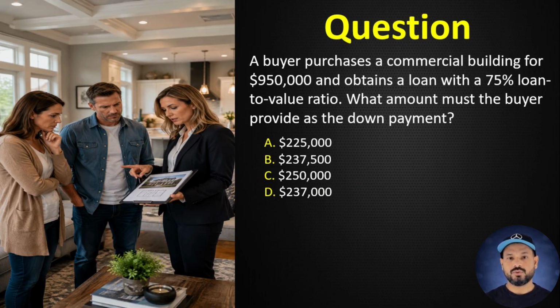Question number 22. A buyer purchases a commercial building for $950,000 and obtains a loan with a 75% loan-to-value ratio. What amount must the buyer provide as the down payment? A. $225,000, B. $237,500, C. $250,000, D. $237,000. Correct answer B. $237,500. A 25% down payment on $950,000 equals $237,500.